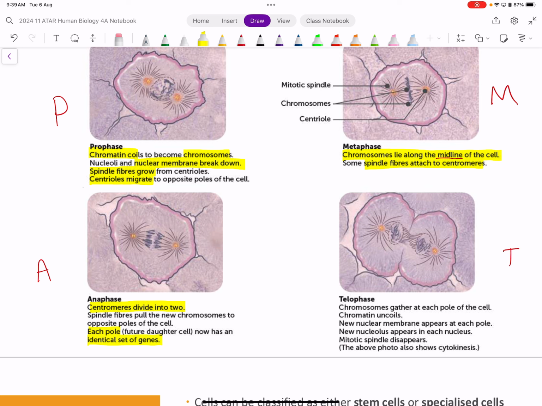Our 4th and final stage of mitosis, chromosomes gather at each pole of the cell and they uncoil, they unwind. We end up with our chromatin once more. Our new nuclear membrane reappears. We get a new nucleolus appear in each nucleus, and our spindle fibers disappear. Now, this image here also shows that we're beginning to get this pinching in the middle here, and to keep it consistent, I'll use my green actually. Keeping it consistent, this green is showing that pinching of those 2 new cells, and that is our cytokinesis, being our division of cytoplasm.